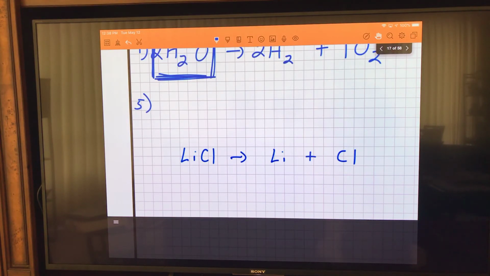Well, let's see, in this case, chlorine's diatomic. On the right side, it's traveling by itself. It's got to have a 2. Lithium's not diatomic, and the chlorine with the lithium is already traveling with a friend. No need for a 2.